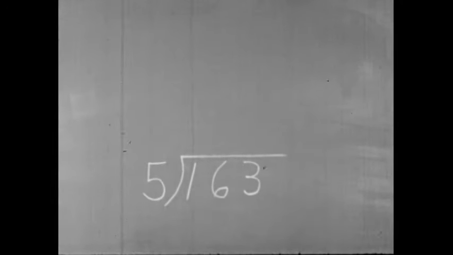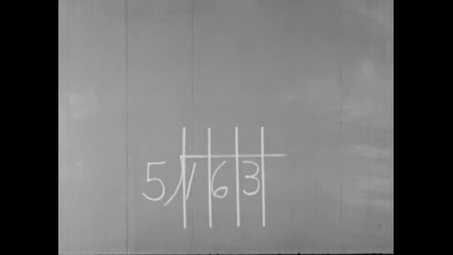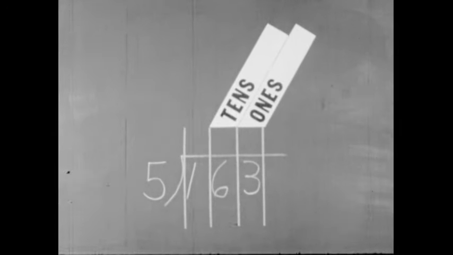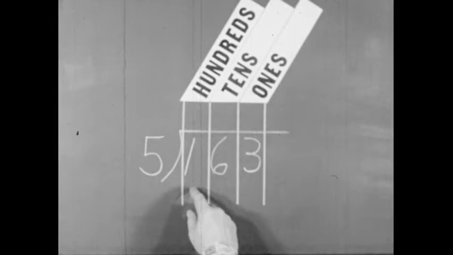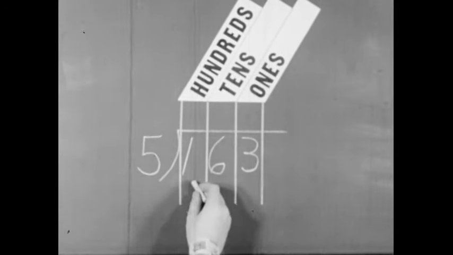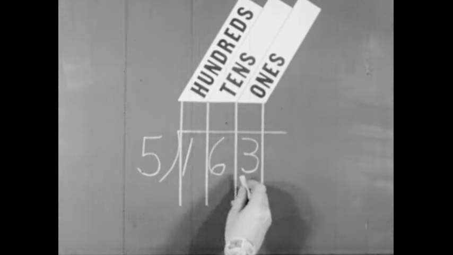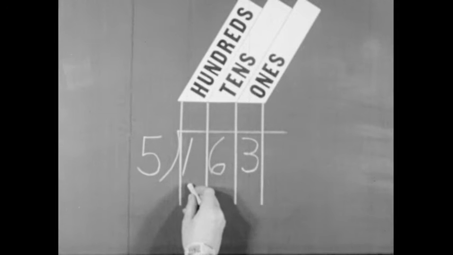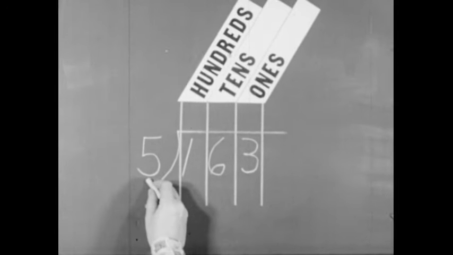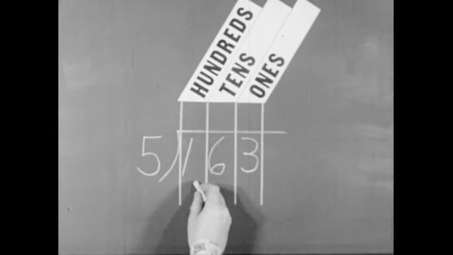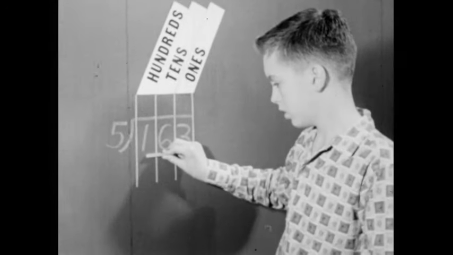Now, suppose a dividend can't be divided evenly by a divisor. Let's try 163 divided by 5. Let's remember place value: ones, tens, and hundreds. First of all, Bob, you have to remember that 163 is really 1 hundred, 6 tens, and 3 ones. Since you do not have enough 100s to make a group of 5, you must think of the 100 as tens. And so you have 16 tens.